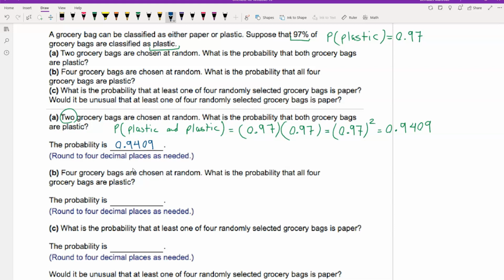Part B, it is the same as part A, but here we have 4 grocery bags. What is the probability that all 4 are plastic? So this is probability of plastic and plastic and plastic and plastic. It's 4 times. And instead we can write probability of all 4 plastic. That means we have to multiply probability of plastic by itself 4 times, or instead use power. So 0.97 to the power of 4. And the answer is 0.8853.